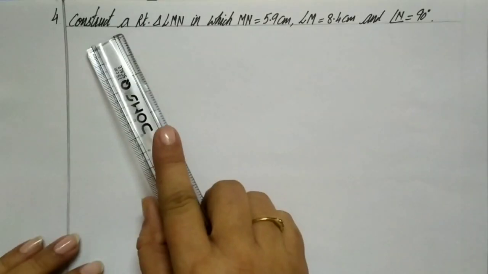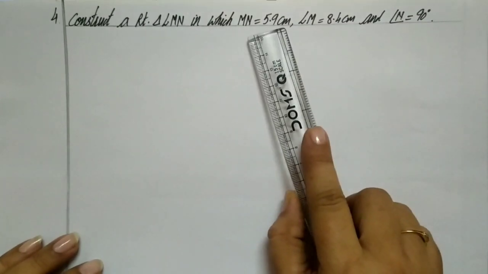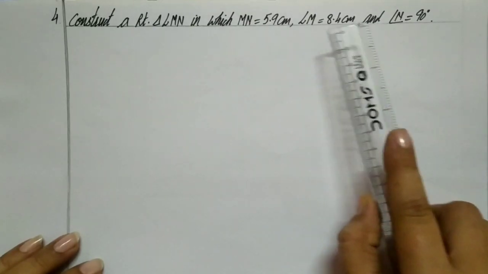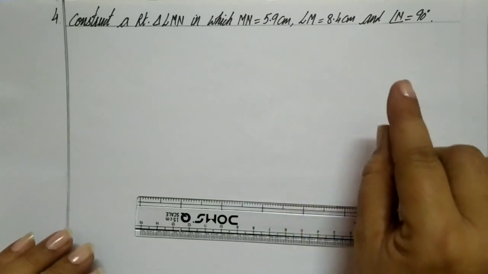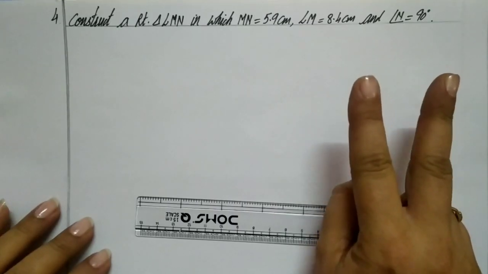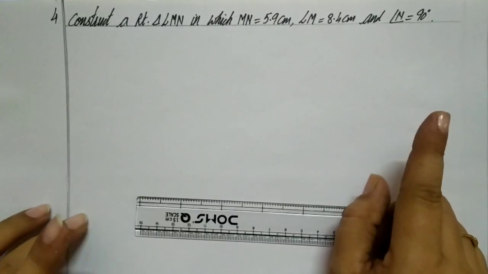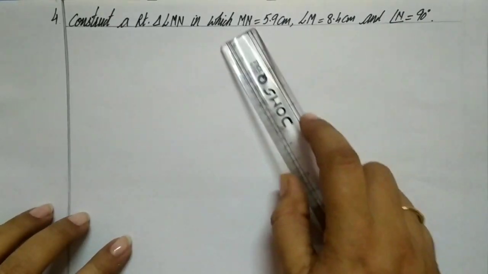Now moving to the fourth question. Construct a right triangle LMN in which MN is 5.9 centimeter, LM is 8.4 centimeter, and angle N is 90 degree. If angle N is 90 degree, it means the two vertices which are left are L and M. It means LM will be the hypotenuse, right? So here we will take MN as base.